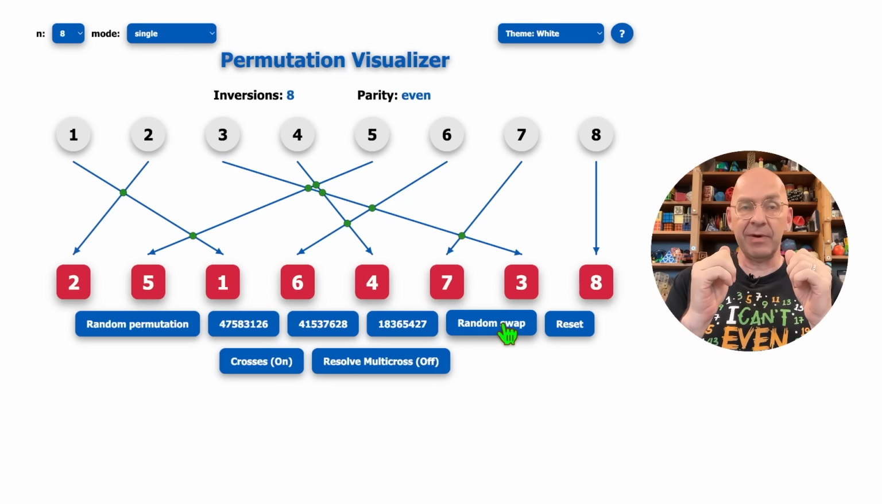Okay, so things to remember. You know what a permutation is. You know what inversions are. You know what parity is. And you know how to figure it out just by looking at the diagram, for example.